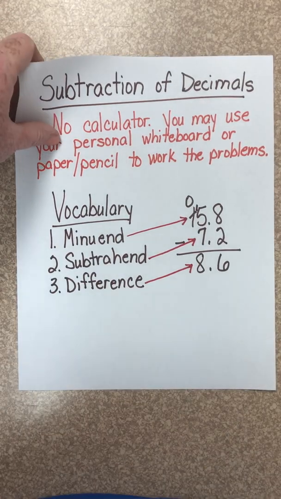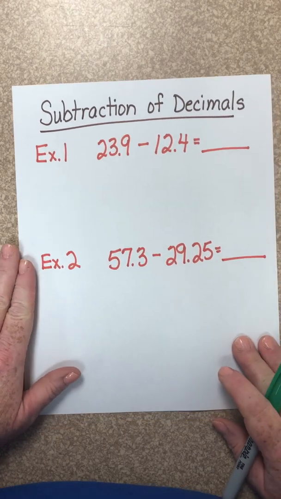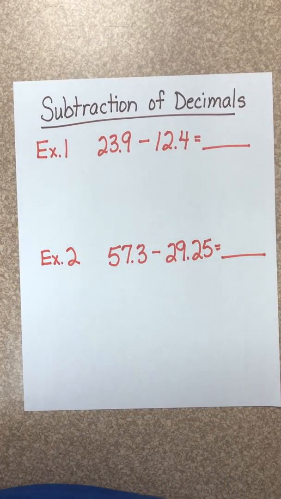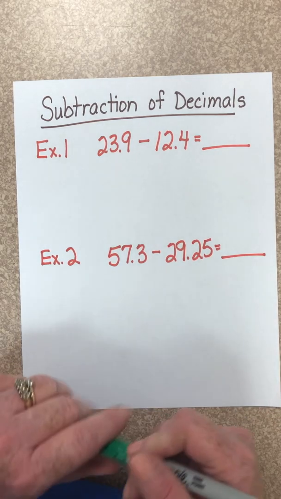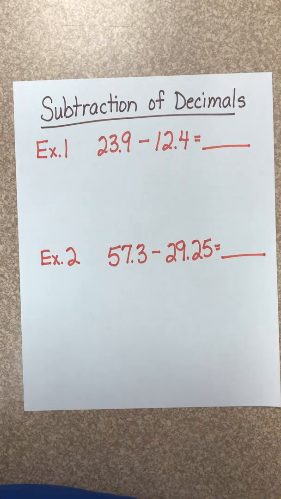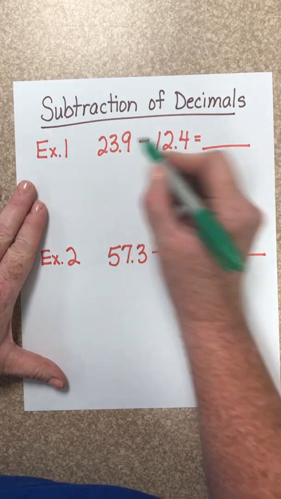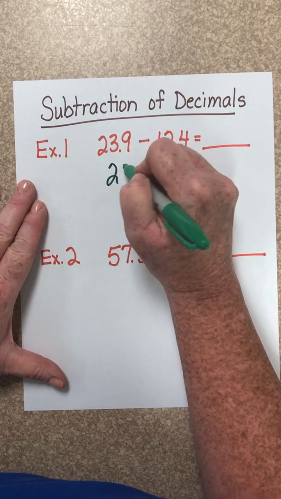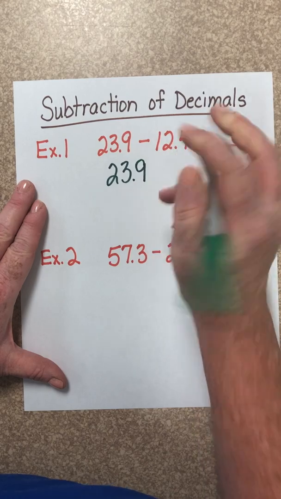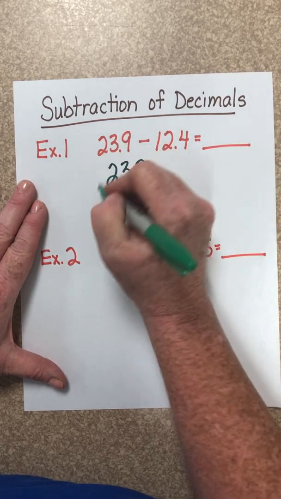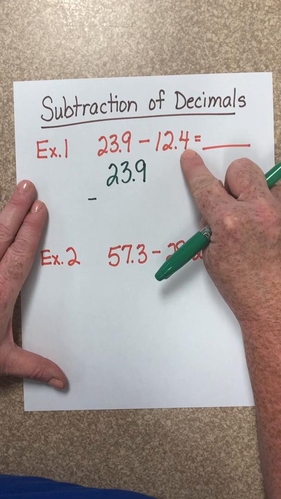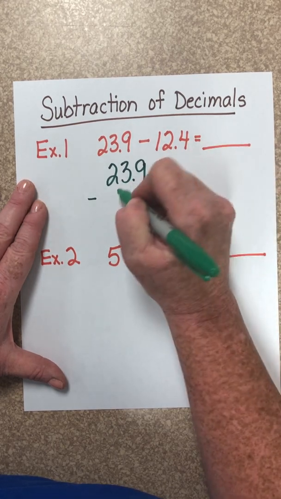Now let's look at a couple examples. We're looking at subtraction of decimals. Look at the first example: 23.9 minus 12.4. Well, again, when working with decimals and specifically subtracting decimals, we must be very careful with the decimal point. So I'm going to write the first number, 23.9. That's our minuend. And we're going to subtract the second number, which is the subtrahend.